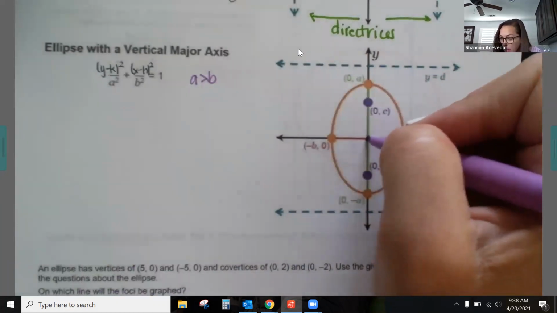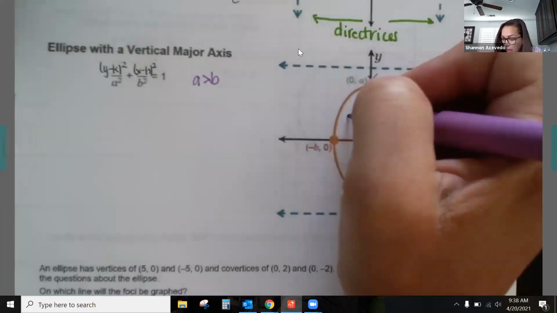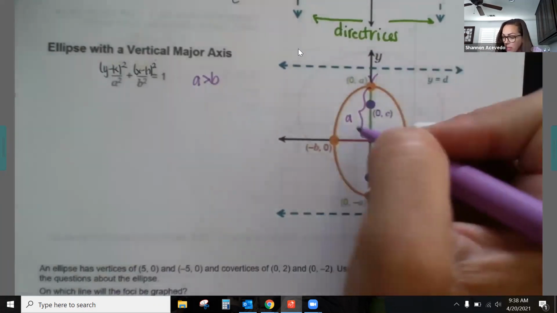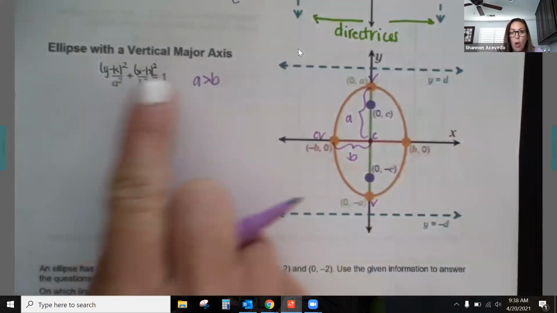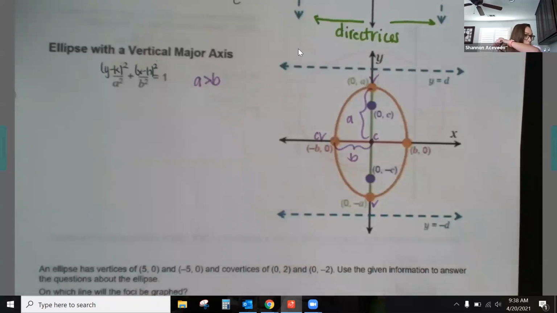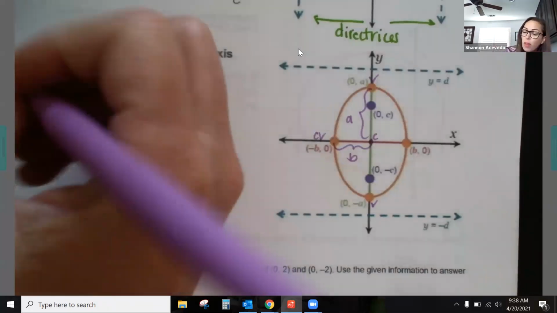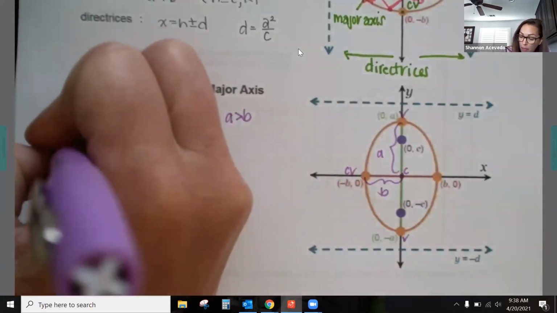Notice that this is my center, this distance to my vertices is my a value. From my center to my co-vertices is going to be that b value. It's always the case. So let me go ahead and write the equations to go with our vertical ellipse.